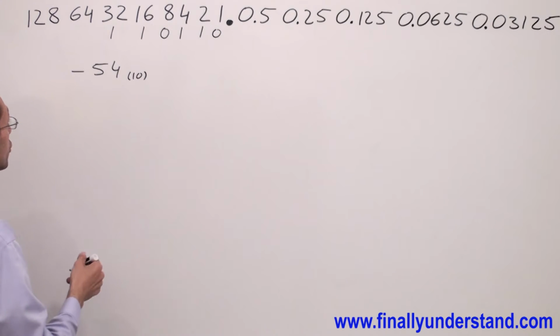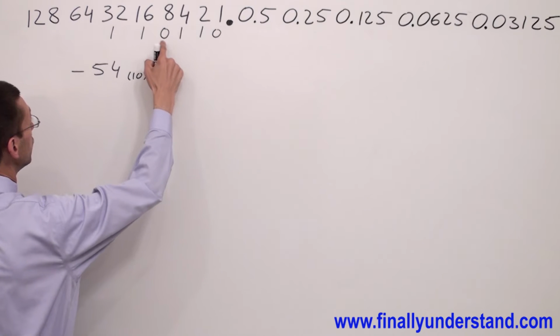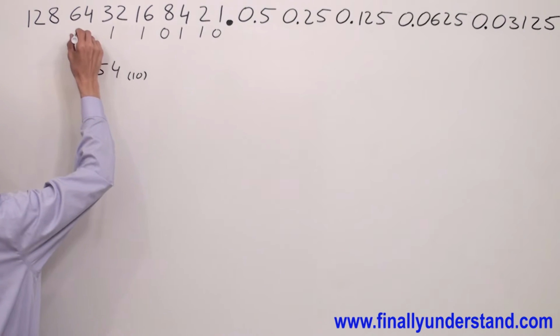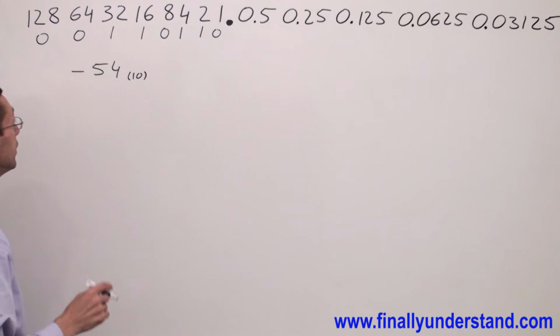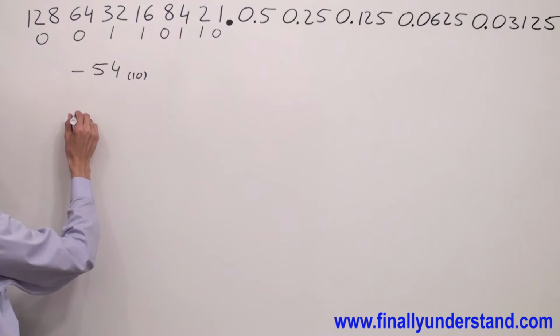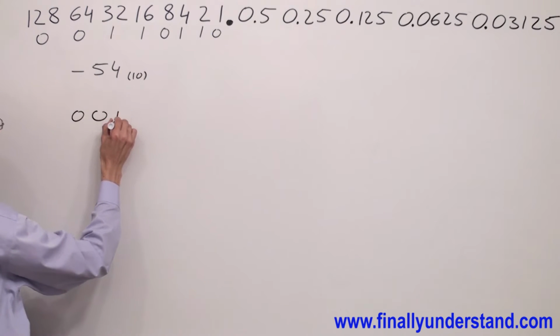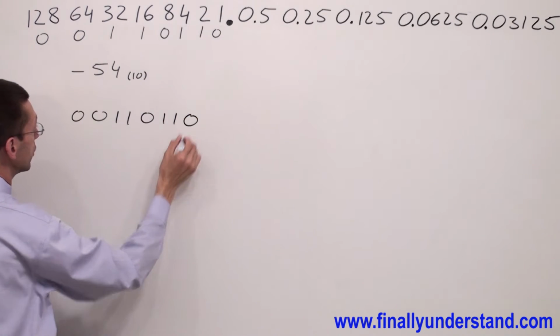Okay, and I'm supposed to have 8 bits this time. So I have 1, 2, 3, 4, 5, 6. I need 2 more bits. I'm going to add 2 zeros. And this is my positive 54. So I have 0, 0, 1, 1, 0, 1, 1, 0.